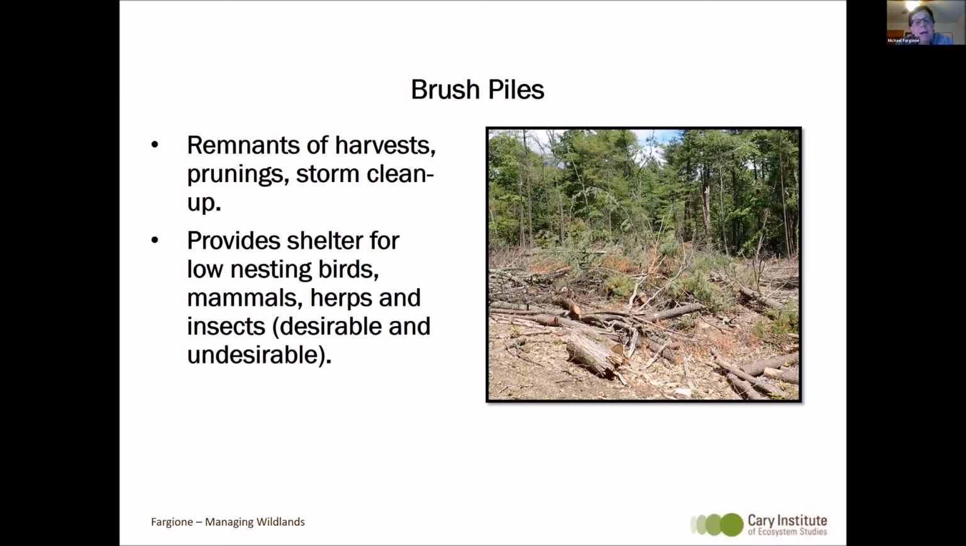Brush piles can be useful and important wildlife habitat. They are typically made from remnants of harvests, from prunings, when you clean up after a storm. Ideally, they're about 15 feet wide and 6 feet tall, and they provide shelter for lots of different wildlife. They're best built along the edges of cover, and they're most valuable as short-term solutions where there's not a lot of natural ground cover. Usually you build them by putting the larger materials on the bottom and smaller materials on top. They can attract good wildlife, and they can also attract wildlife that cause potential problems. So consider that when you're going to build them.